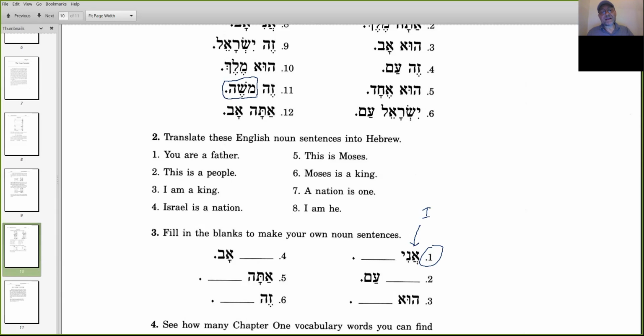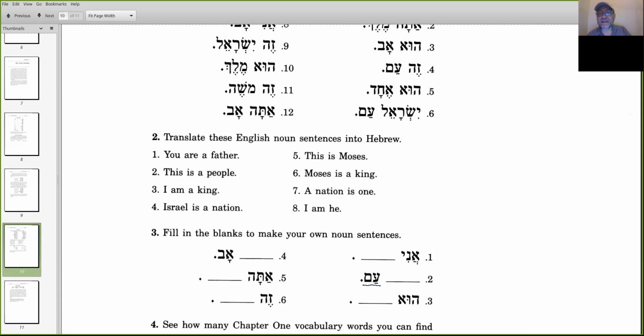We could say, I am a king. We could say, let's see, I am a father. There's a lot we could put here. So why don't we just put, since I am a father, I will put Av in there. We'll put aleph, kametz, vet. Ani, Av, I am a father. How about number 2? Number 2, we have blank Am.